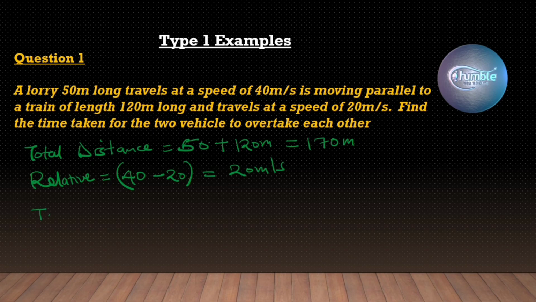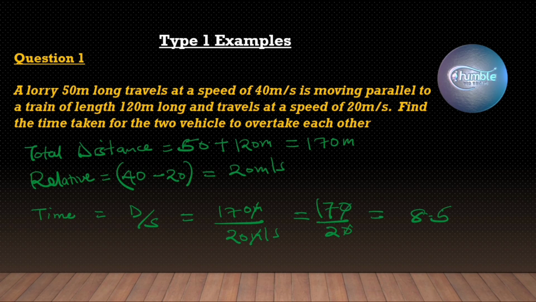So time is normally distance over speed. So that is going to be 170 meters over 20 meters per second. Meters and meters will cancel. So this one gives us 170 over 20. And this one is equal to what? 8.5 seconds. So therefore the time taken is 8.5 seconds. So this one is also called relative time.